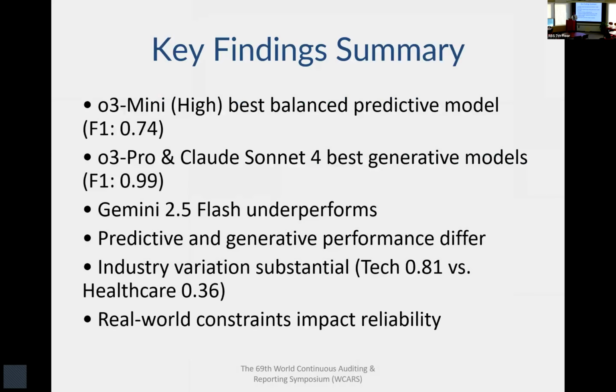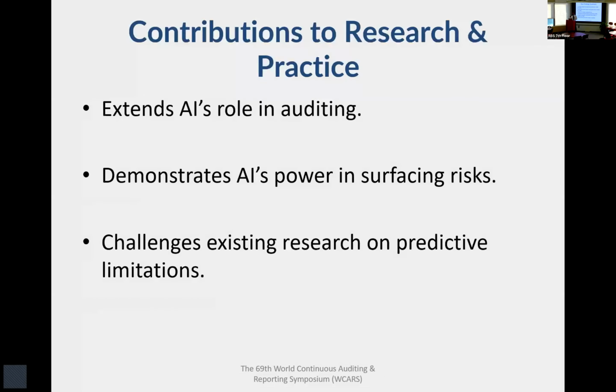So O3 Mini High was the best predictive model out of this, and then O3 Pro and Claude Sonnet 4 were the best generative models. Gemini 2.5 Flash underperformed. There's an industry variation between tech and healthcare, and the real world constraints impacted reliability.